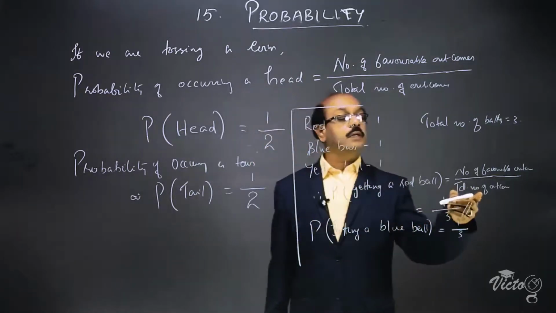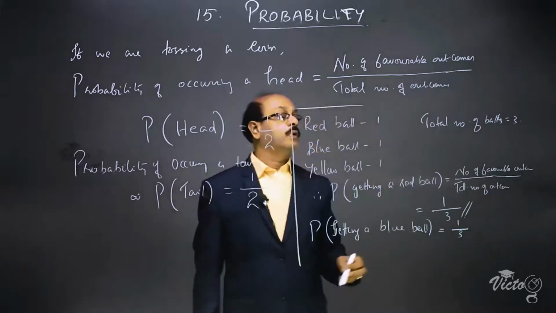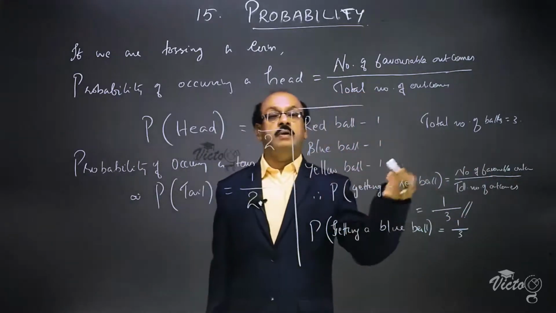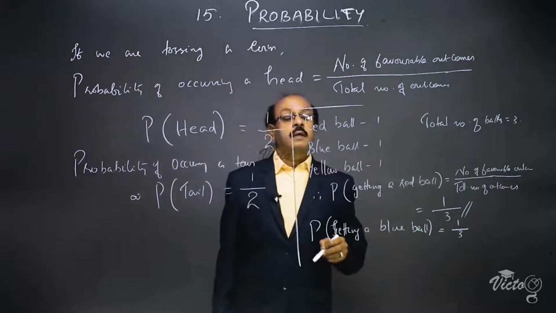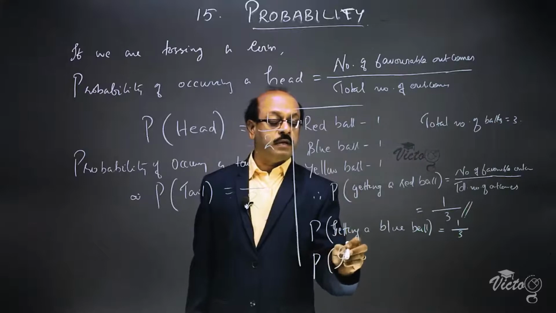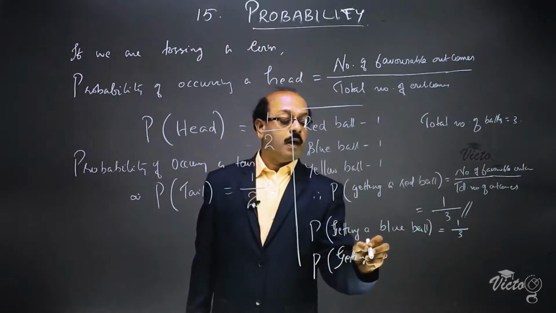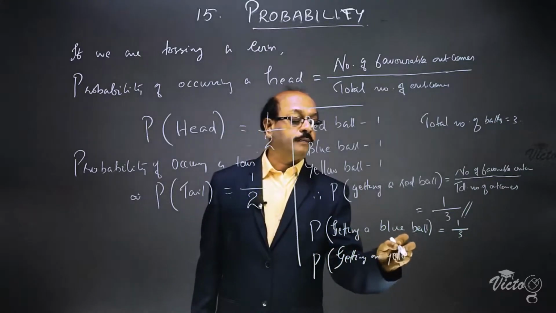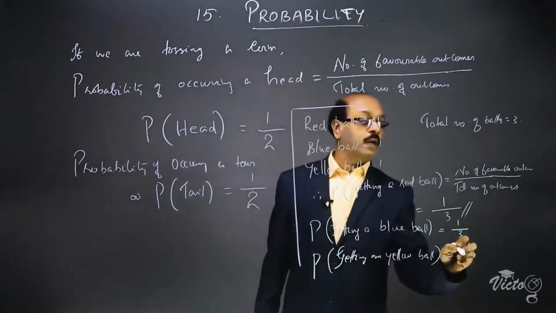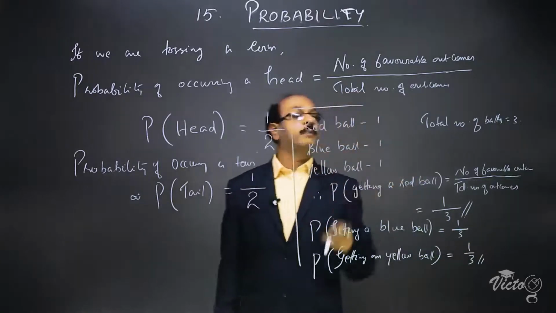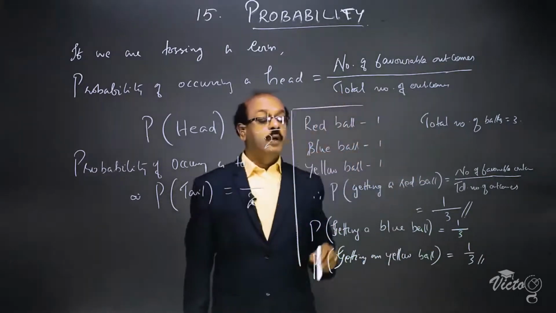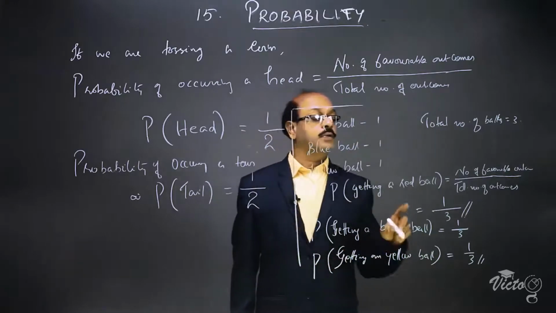The formula is also the same here: total number of outcomes in the denominator and number of favorable outcomes in the numerator. And the probability of getting a yellow ball is also equal to 1 by 3 because here also the total number of balls is 3 and there is only one yellow ball. So, the probability of getting a yellow ball is also equal to 1 by 3.